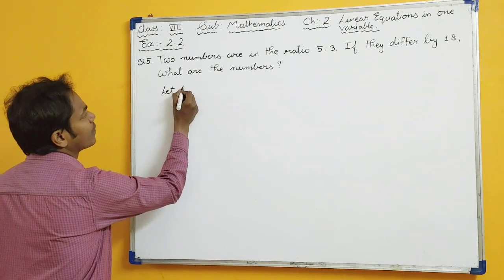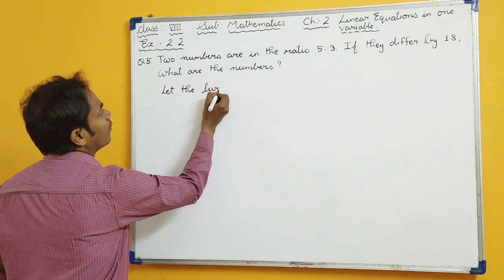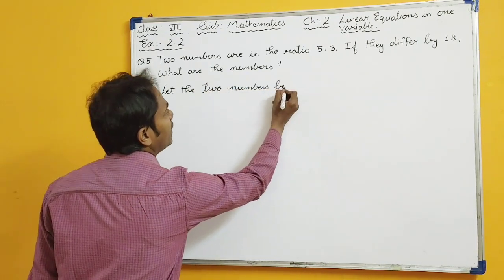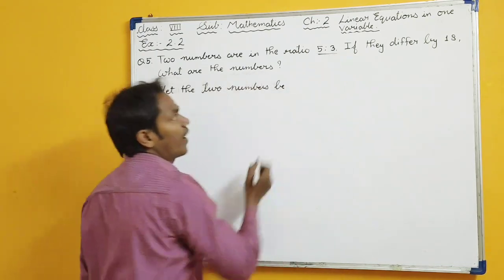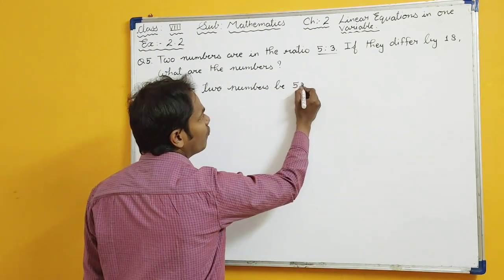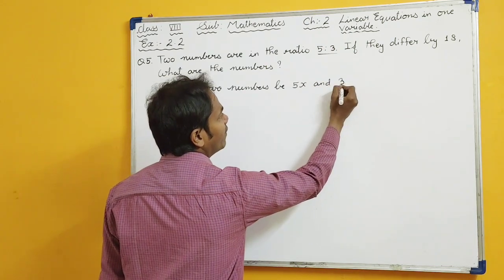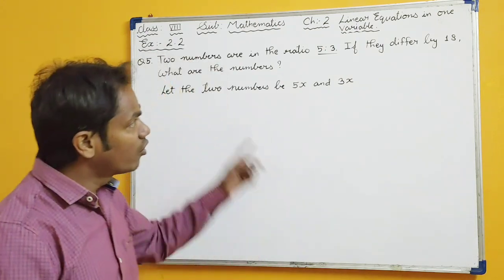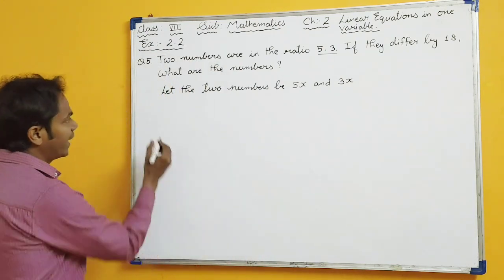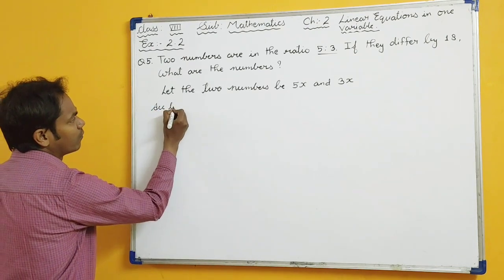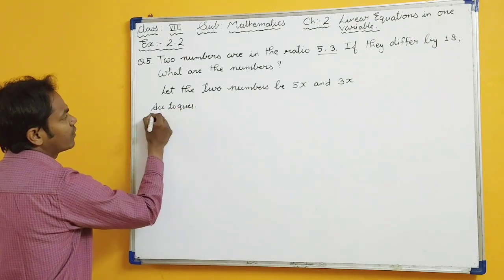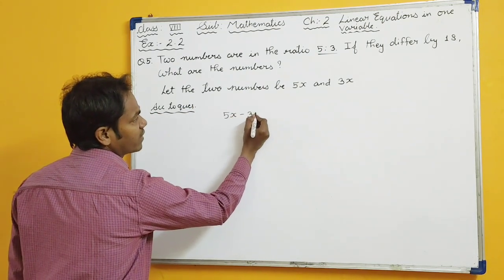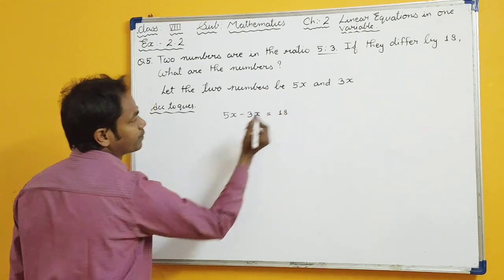Let the two numbers be, the ratio is already given in the question, 5:3. So you will assume 5x and 3x. Let the two numbers be 5x and 3x. Now according to your question, if they differ by 18, what will be your equation? Differ means difference. Difference of 5x and 3x is 18.